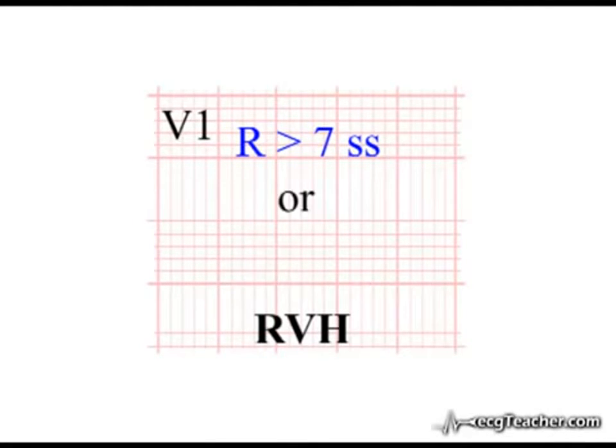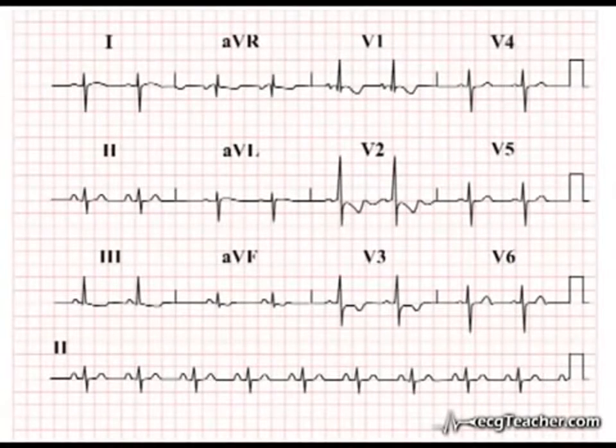Equally, if the R wave in lead V1 is higher in amplitude than the S wave in that lead, this is also strongly suggestive of underlying hypertrophy. The ECG shown here is from a patient with chronic pulmonary hypertension. Again, we would invite you to stop the video at this point and analyze the changes present.